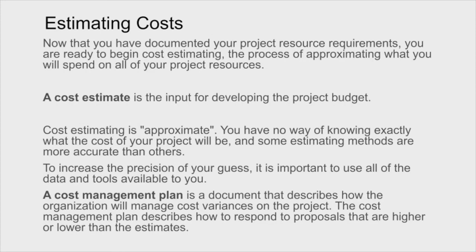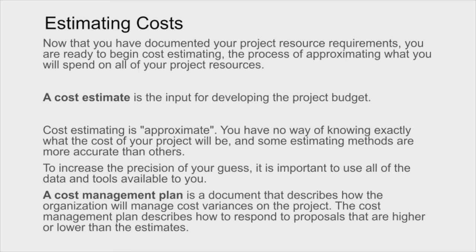In terms of estimating costs, now that we have documented the project resource requirements, you're ready to really begin the cost estimating process. And in order to do cost estimating, you need to think about developing a project budget. So how much are certain parts of the project going to cost? Cost estimating is really approximate, but the idea is that the approximation needs to be as close to reality as possible, and that's our goal. You really have no way of knowing how much the project's going to cost, but you can pretty well guess within reason using all the bases that we talked about in terms of expert opinion and the like.